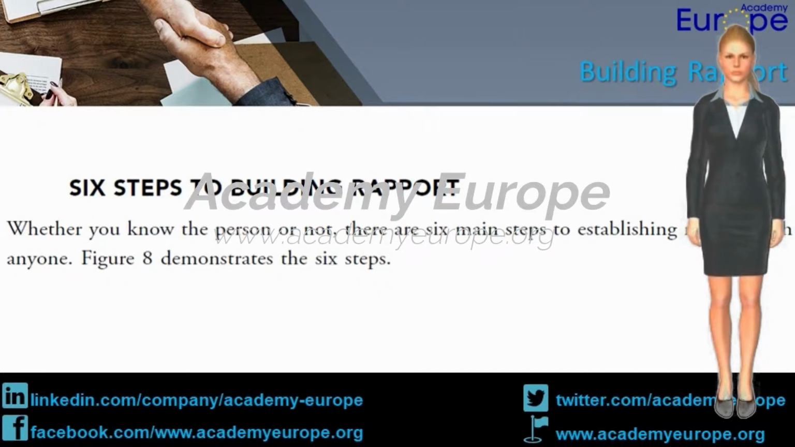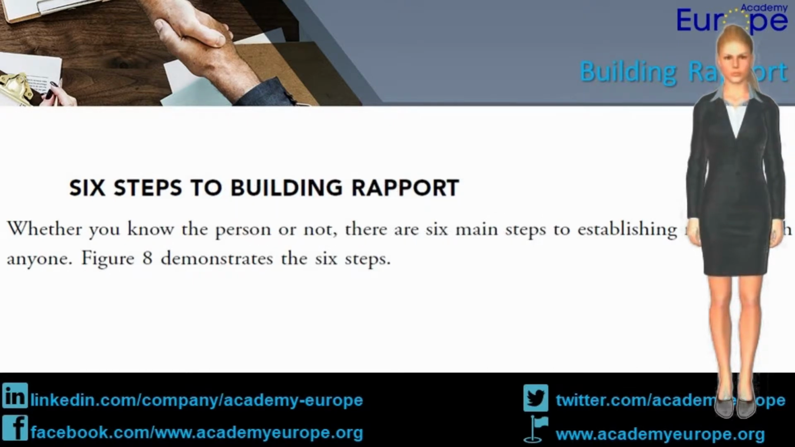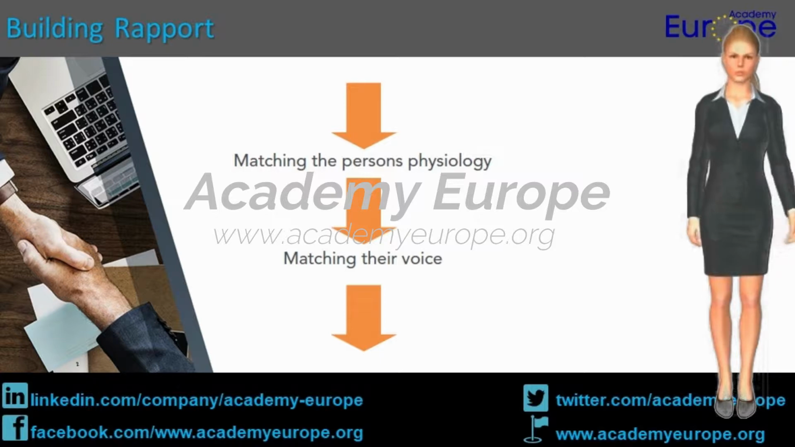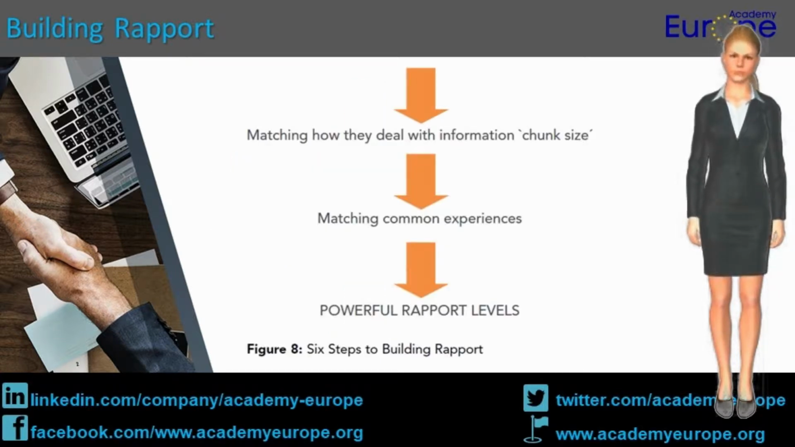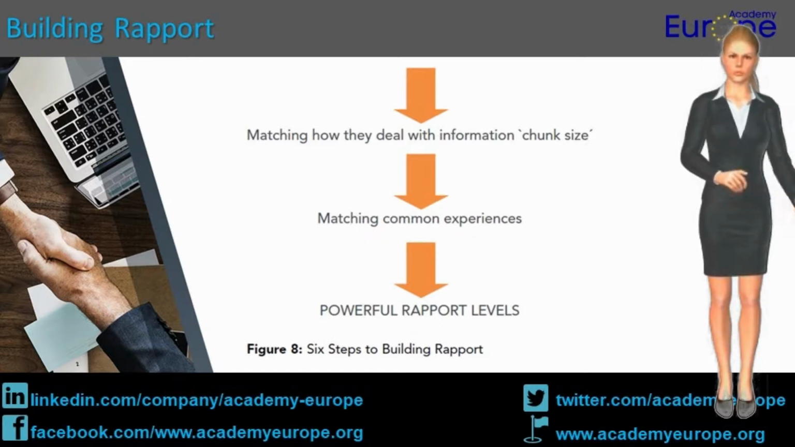Six steps to building rapport. Whether you know the person or not, there are six main steps to establishing rapport with anyone. Figure 8 demonstrates the six steps. Matching the person's physiology. Matching their voice. Matching how they deal with information chunk size. Matching their sensory experiences. Powerful rapport levels. Figure 8, six steps to building rapport.